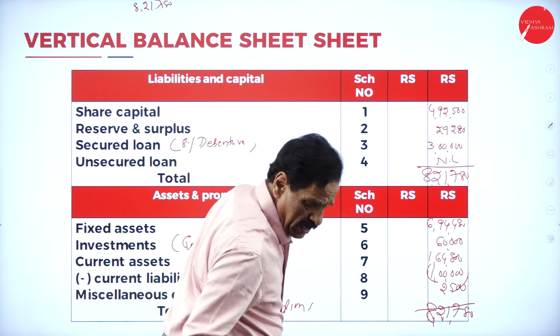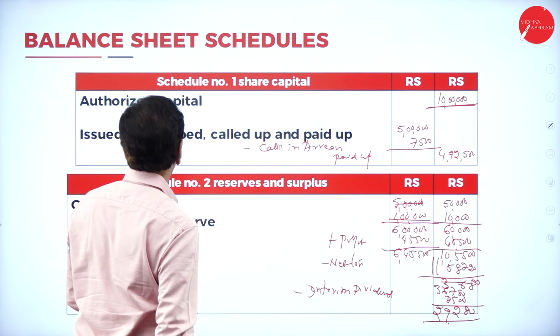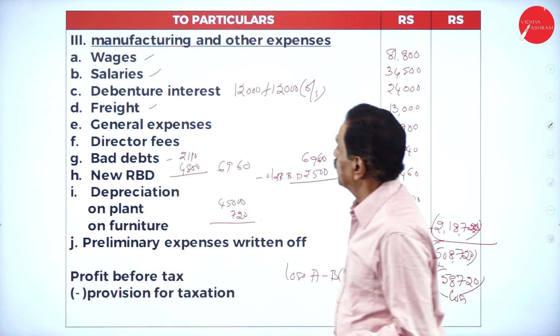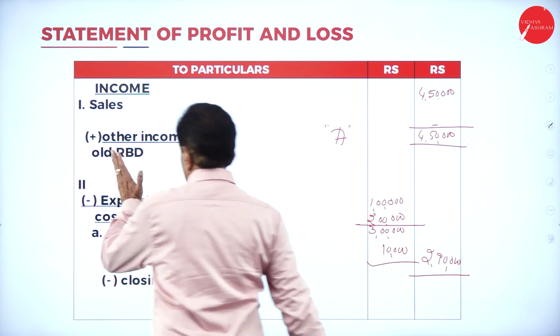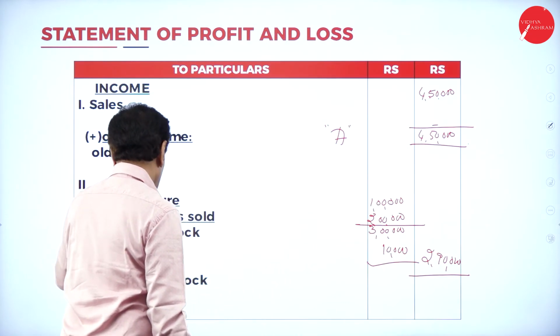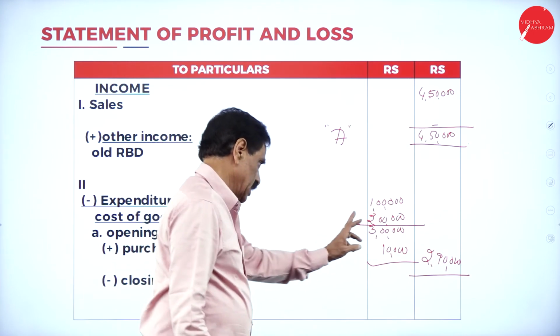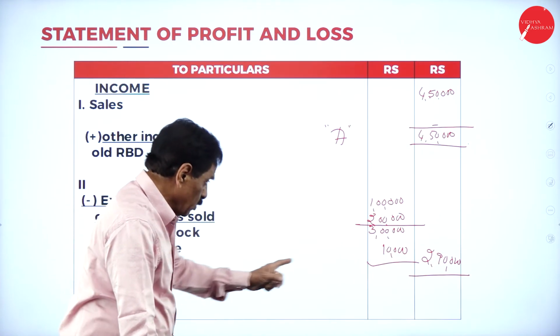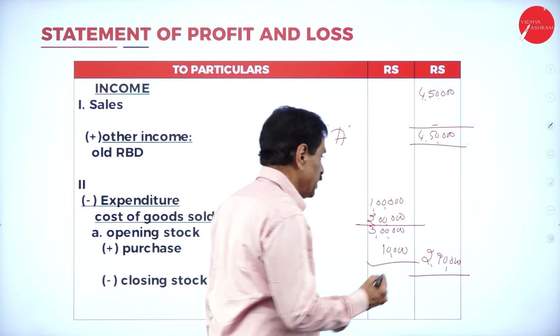We'll go through once again if you want. Here now, we'll go slowly. First, we'll go with the statement. Sales is 4,50,000. If you want, you can take the old RBD here. Your cost of goods sold: opening stock is 1 lakh, 2 lakh, 3 lakh, minus closing stock 1 lakh. It becomes 2,90,000.